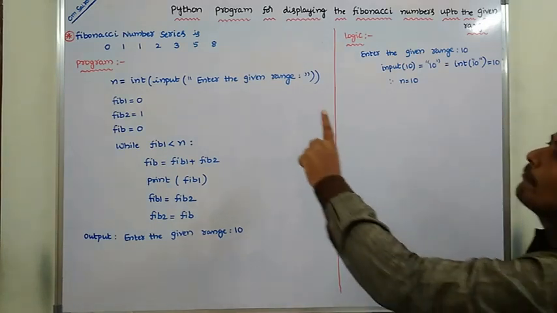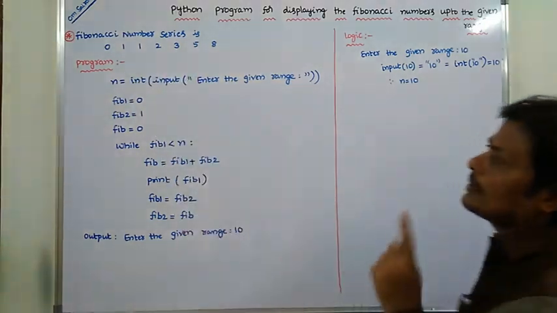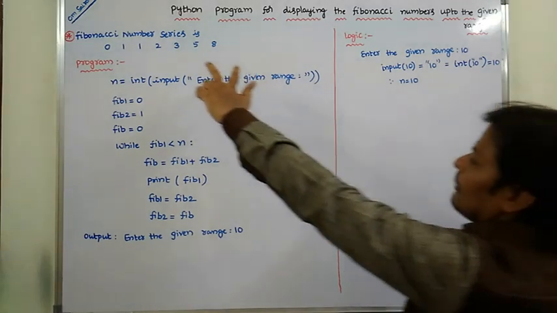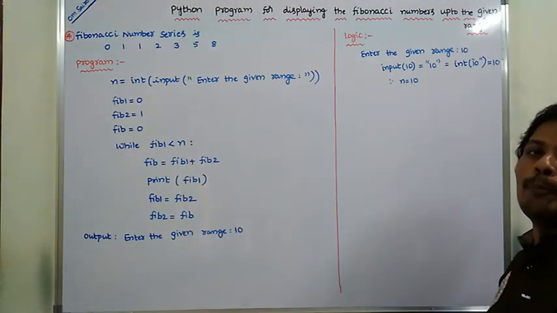Okay. Below 10, what Fibonacci numbers are there? 0, 1, 1, 2, 3, 5, 8. These are the values that we have to print.